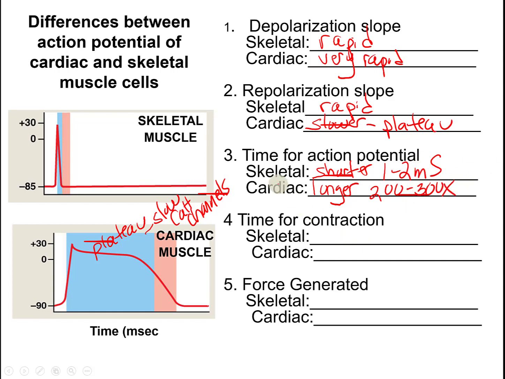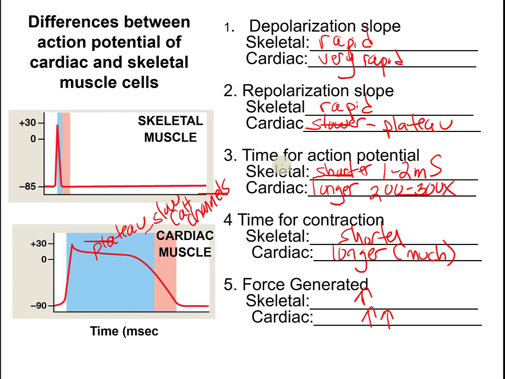Why does that matter? The longer the action potential, the longer the contraction. So the cardiac muscle cell has a much longer contraction than a skeletal muscle cell, which is shorter. And the longer the contraction, the more force it generates. And so that's why we would say a cardiac muscle cell generates at least twice as much force as a skeletal muscle cell, okay? So the bottom line here, again, is we're trying to figure out why cardiac muscle cells produce so much more force.